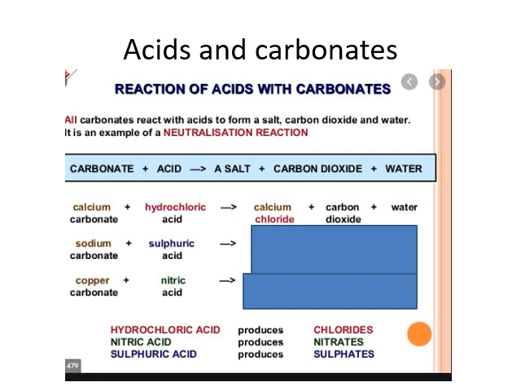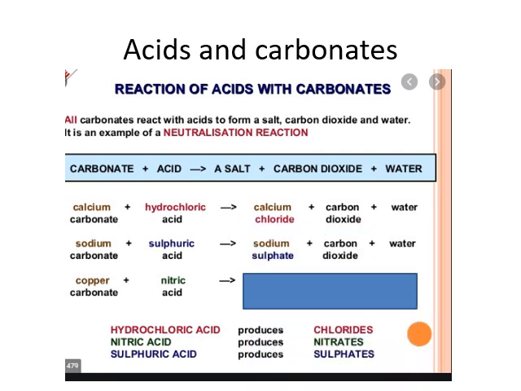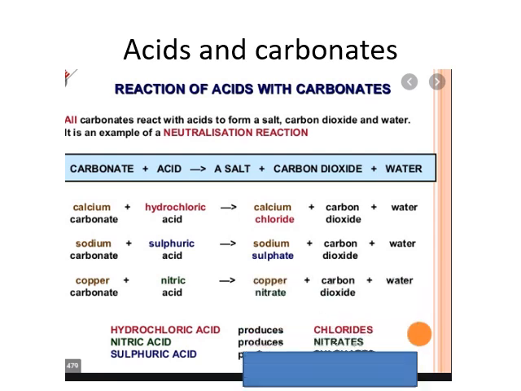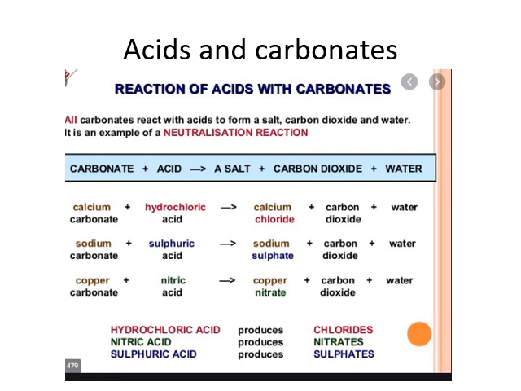Okay, let's see how you did with these. So sodium carbonate and sulfuric acid is going to give you sodium sulfate, carbon dioxide and water. Copper carbonate and nitric acid is going to give you copper nitrate as your salt, carbon dioxide and water.